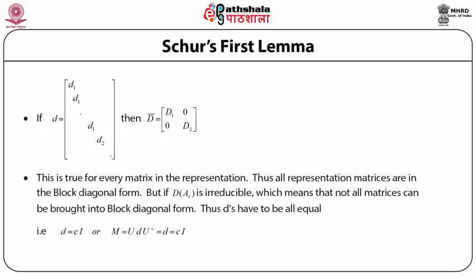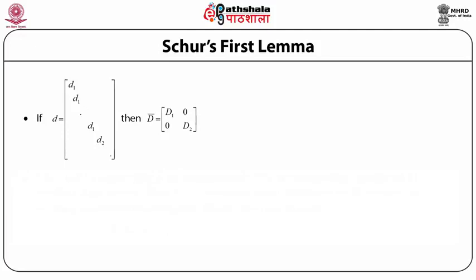Thus, if D, which is a diagonal matrix, has entries like D1, D1, D1 up to some number n, and then D2, D2, etc. up to some number m, and so on, then, as we have seen earlier, D bar can be written in the block diagonal form D1, 0, 0, D2. And this is true for every matrix in the representation. Thus, all representation matrices are in the block diagonal form.